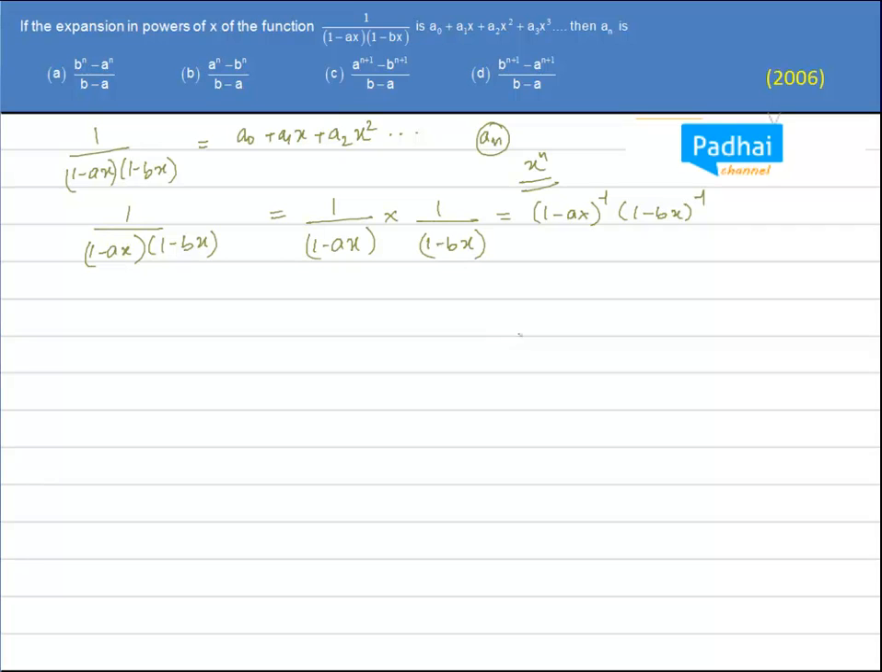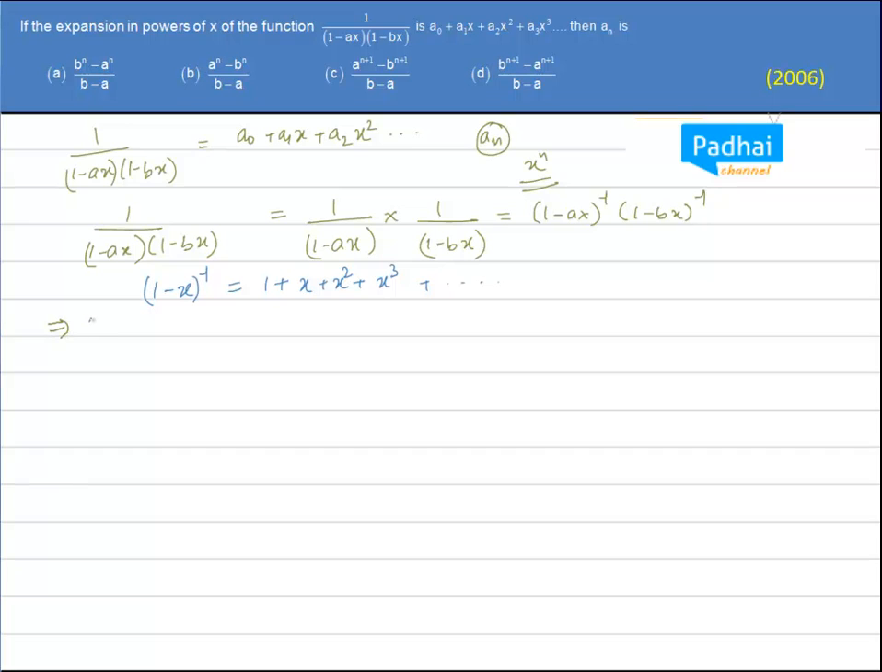So now you will have to learn the formula for this kind of series expansion, of the type (1 - x) raised to power minus 1. This is nothing but 1 plus x plus x square plus x cube, and now this becomes an infinite series. So this is the formula that we are going to use in this question.